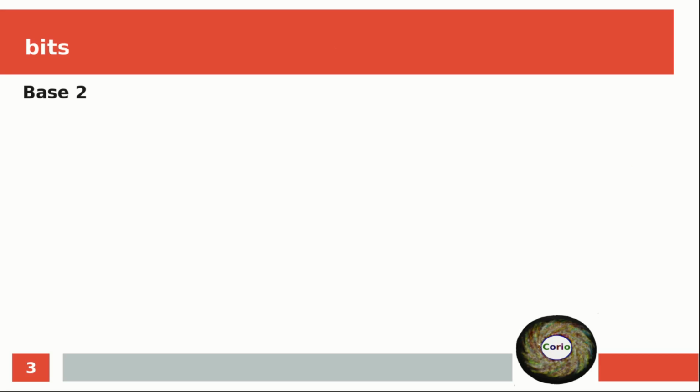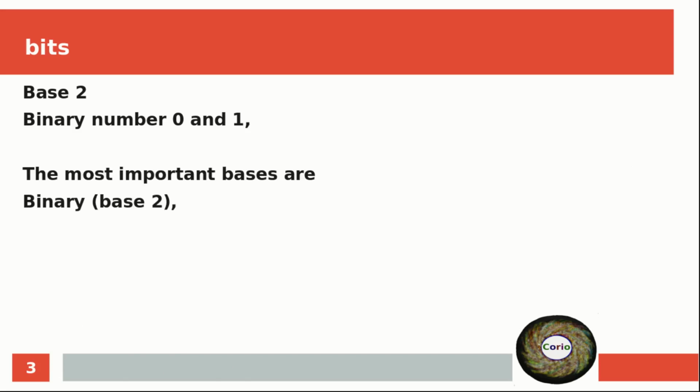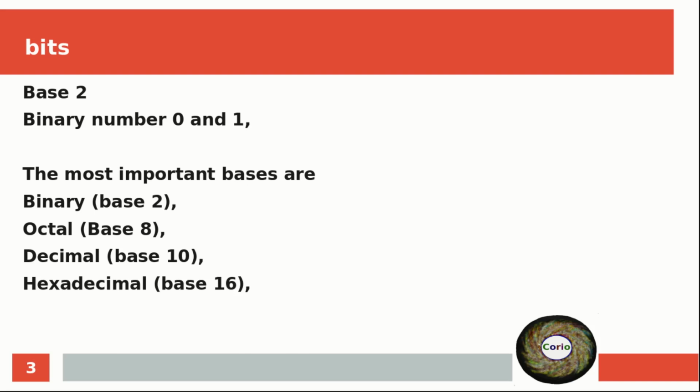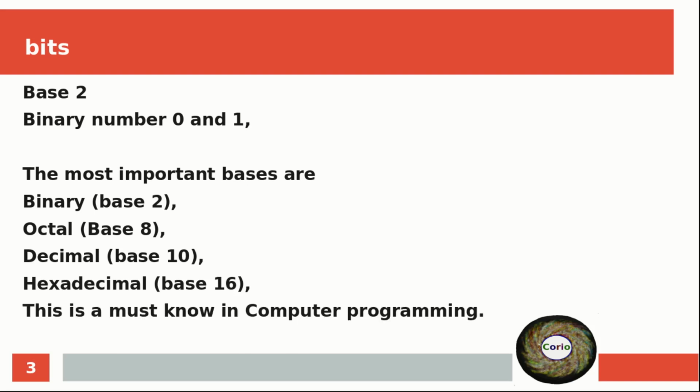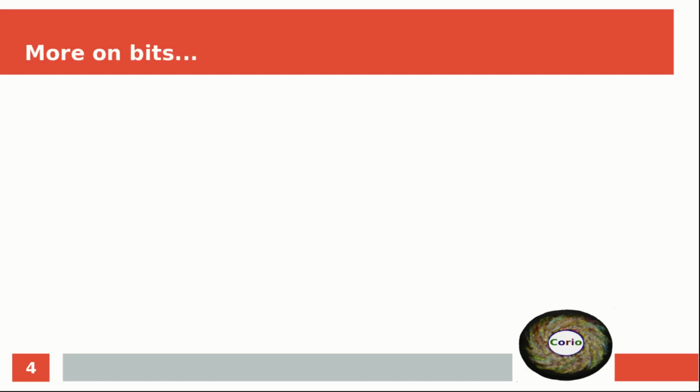Now we see what is base 2. Base 2 is binary number 0 and 1. The most important bases are binary, base 2, octal, base 8, decimal, base 10, hexadecimal, base 16, and this is very important if we want to learn computer programming in assembly language. So we dive further into topic of bits.